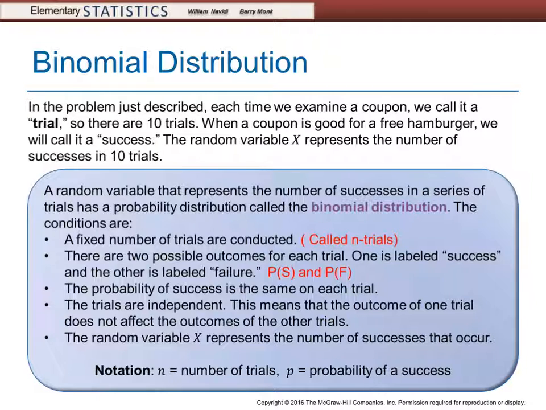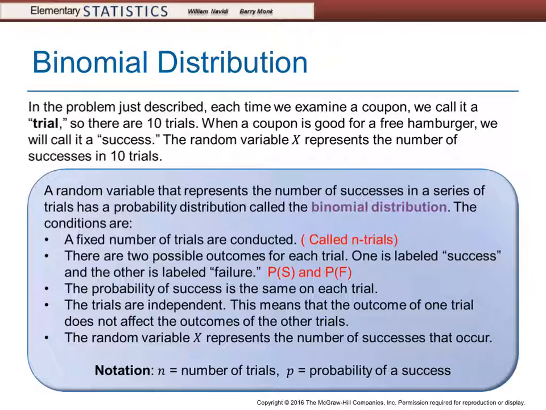So in the problem just described, each time we examine a coupon, we call it a trial. So there are 10 trials. When a coupon is good for a free hamburger, we will call it a success. The random variable X represents the number of successes in 10 trials. In this case, the probability of success was 20%. The probability of a failure was 80%.